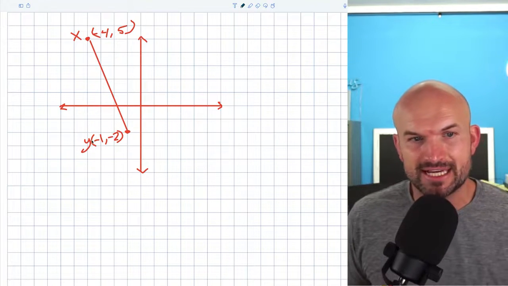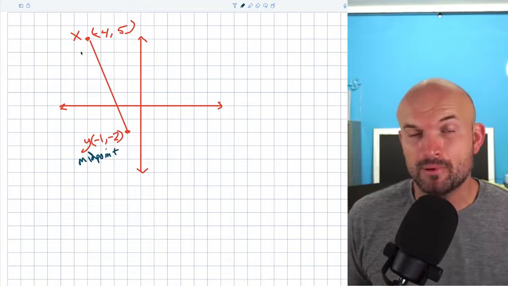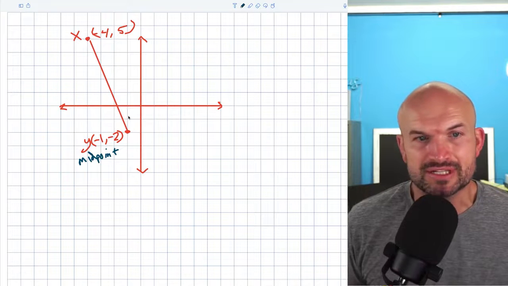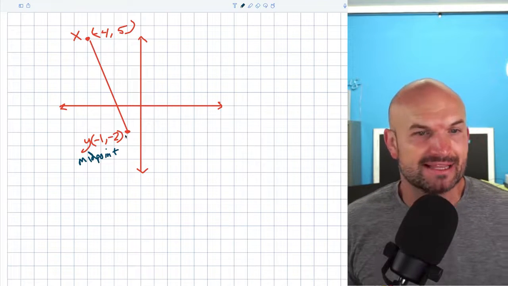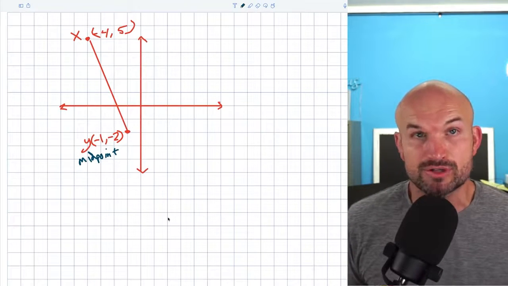So again, what we have here is y. Now, y represents the midpoint, and x represents one endpoint. And I think maybe why this is confusing is that you can see here it's just a line drawn, right? So you might not know that y represents the midpoint, but it's in the middle. It's in the middle between another point, which we're going to call z.